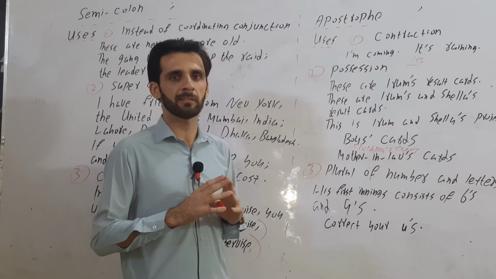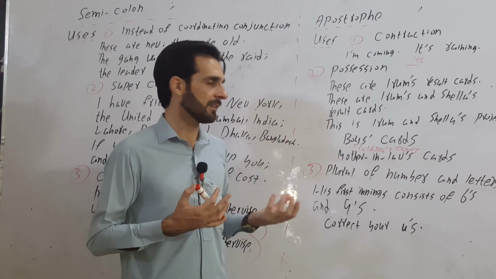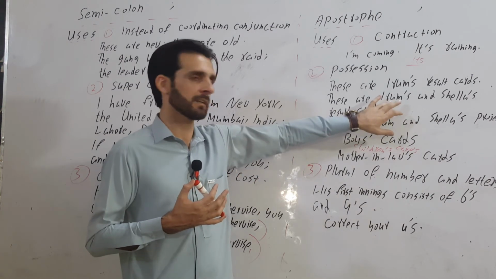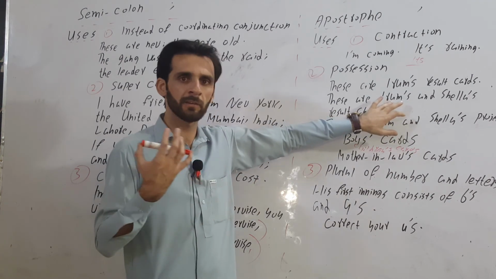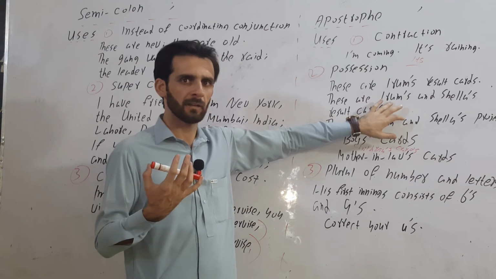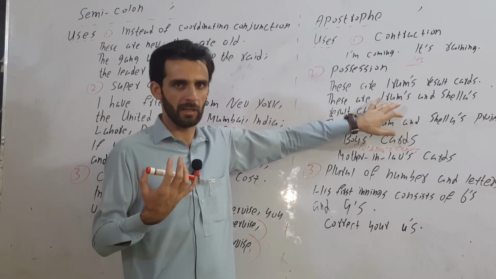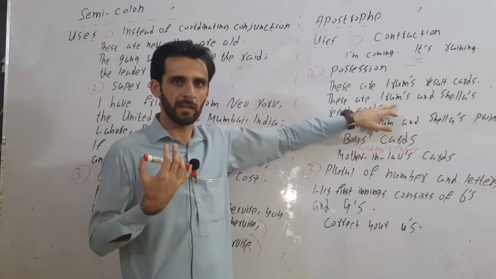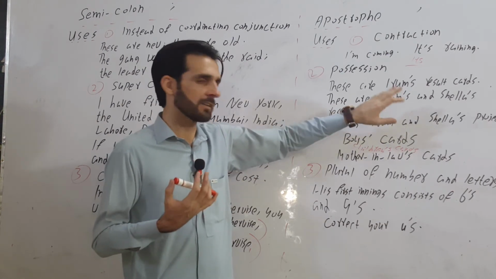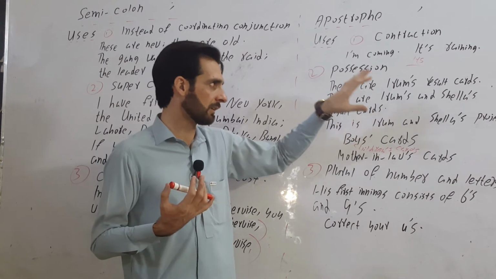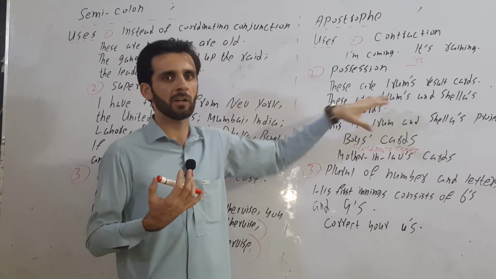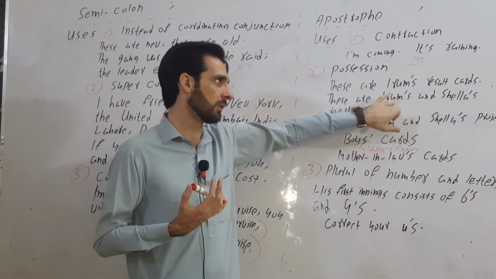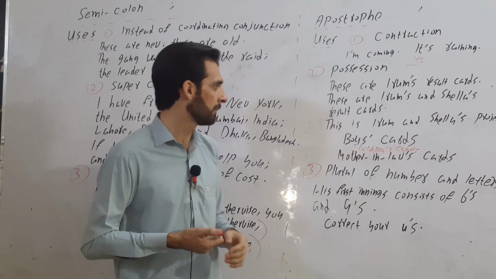But if the possessed entity is not shared, that is, both the nouns have different or individual possessions, as here, Iram's and Sheila's result cards. Here, Iram has result cards and Sheila has result cards. The result cards of Iram and Sheila are different. So we have used apostrophe with Iram as well as with Sheila.